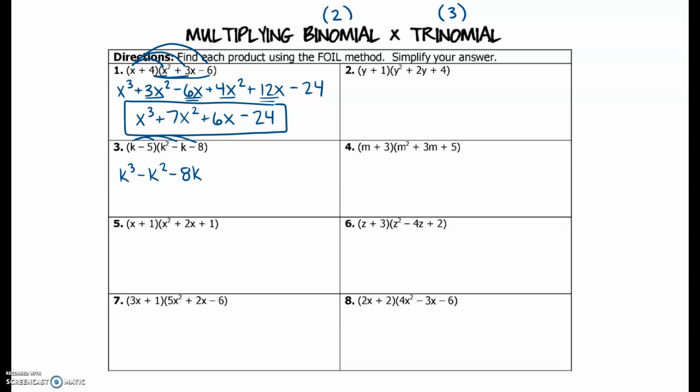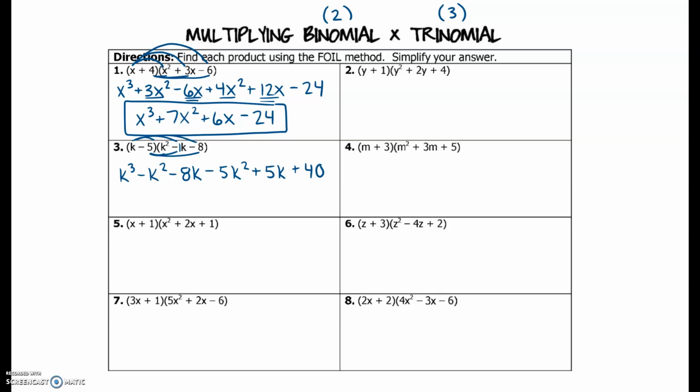You also have negative 5 to multiply by each term. So we get negative 5k to the second. Negative 5 times negative 1 would result in a positive 5k, and negative 5 times negative 8 would give us a positive 40.